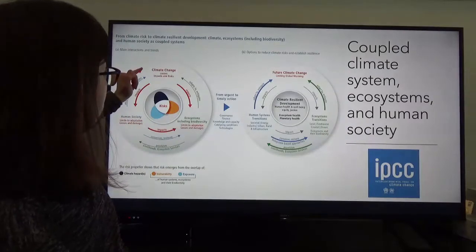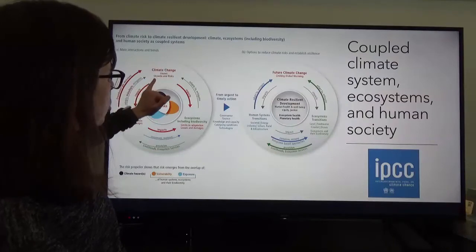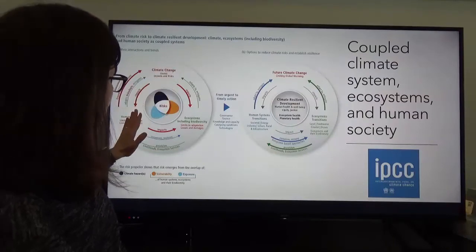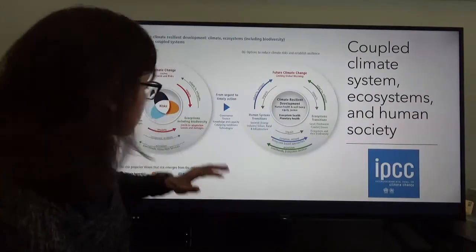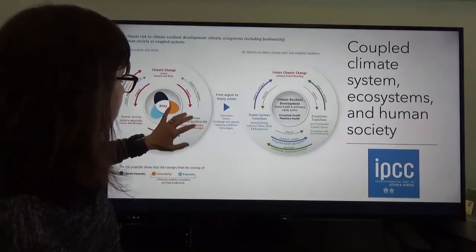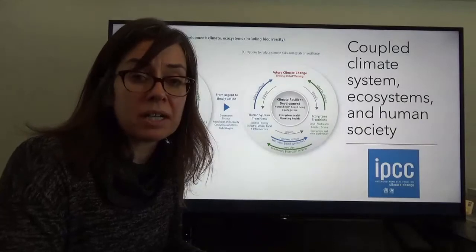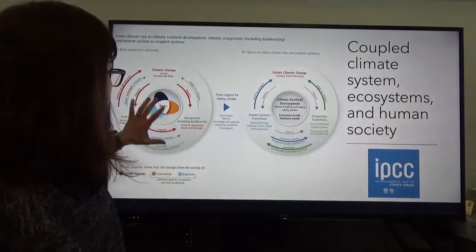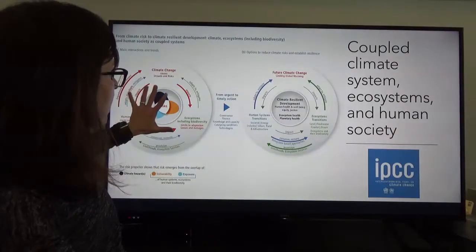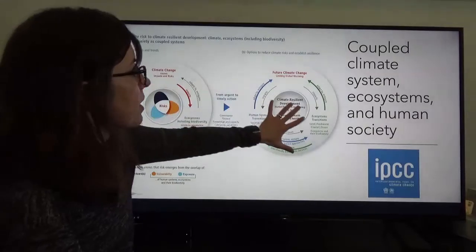Big greenhouse gas emissions are driving climate change. Then climate change has these impacts that we saw in the previous slide on both human society and ecosystems, and those impacts are large and for the most part negative. Okay? So this is where we currently are, and this is where we need to be.